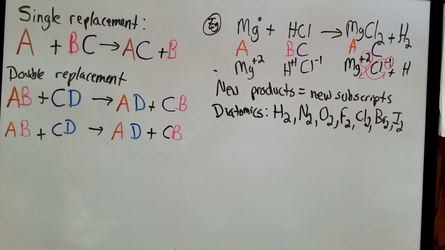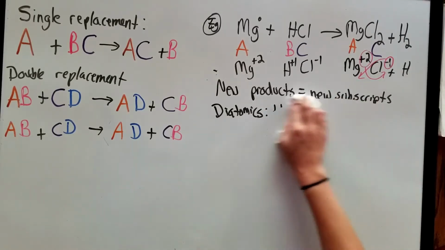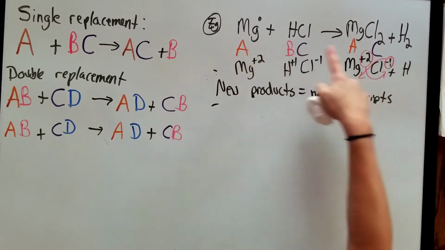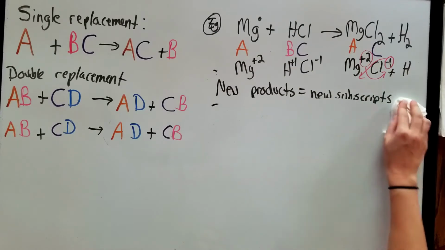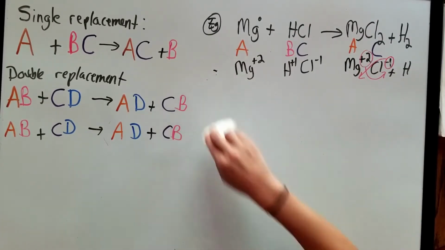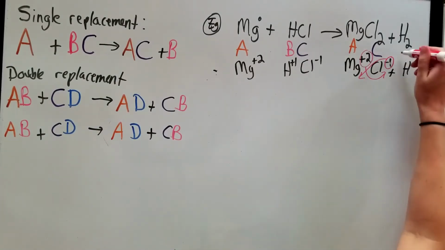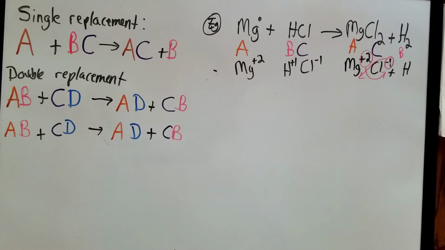All right, let's try another one. Okay. Now notice this isn't balanced, okay? So that's not the correct balanced chemical formula yet. I'm just focusing on predicting products right now. All right, so this will be B.